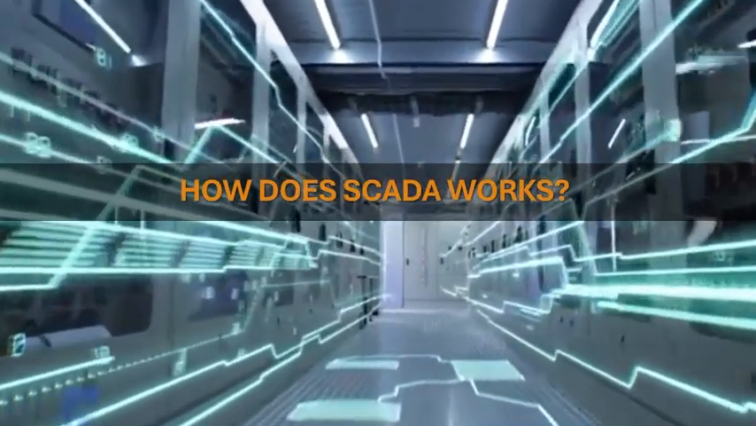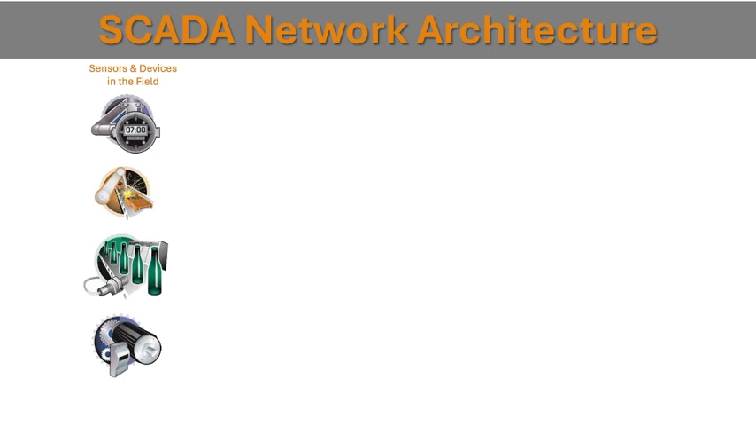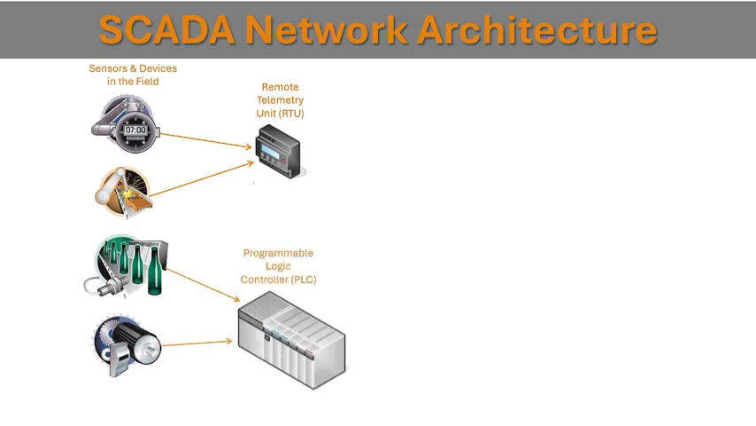How does a SCADA network function? The SCADA network collects real-time data from sensors and devices in the field, such as temperature probes, encoders, photosensors, and amperage readers, among others. Some of the data will be collected through remote telemetry units, known as RTUs. Others will be collected through programmable logic controllers, better known as PLCs.